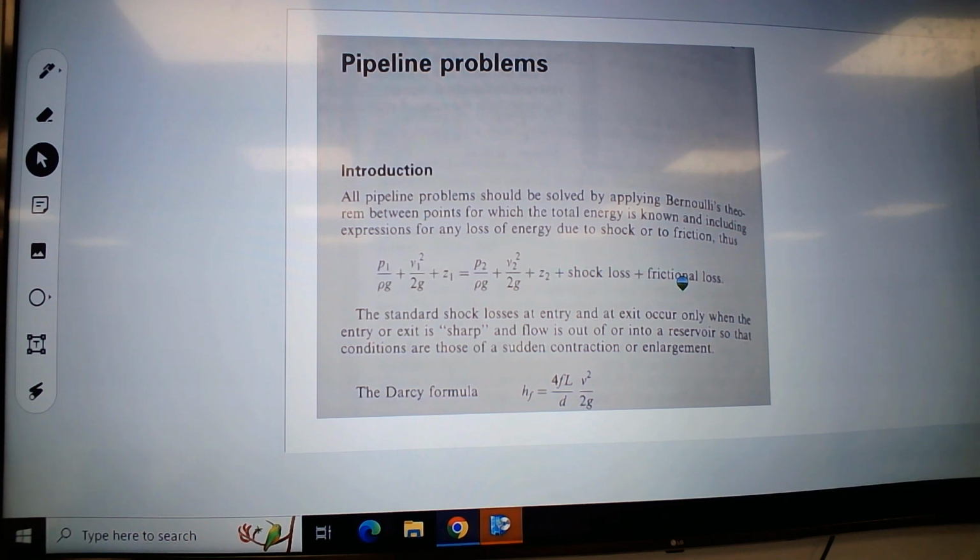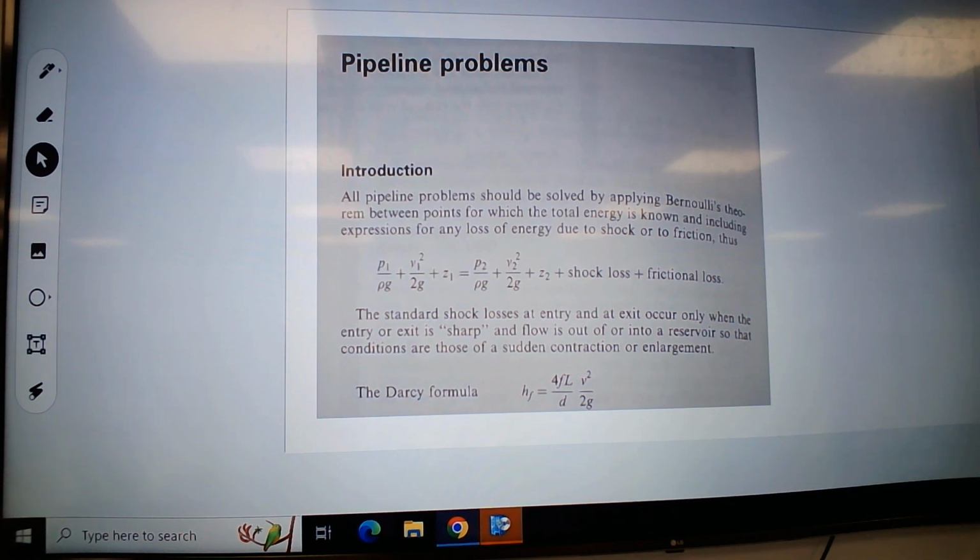Now the standard shock loss at entry and exit occurs only when the entry or exit is sharp, where the flow is out of or into the reservoir. So the conditions are those of sudden contraction or sudden enlargement, which means the diameter is going to change, the velocity is going to change, though the flow rate is constant.